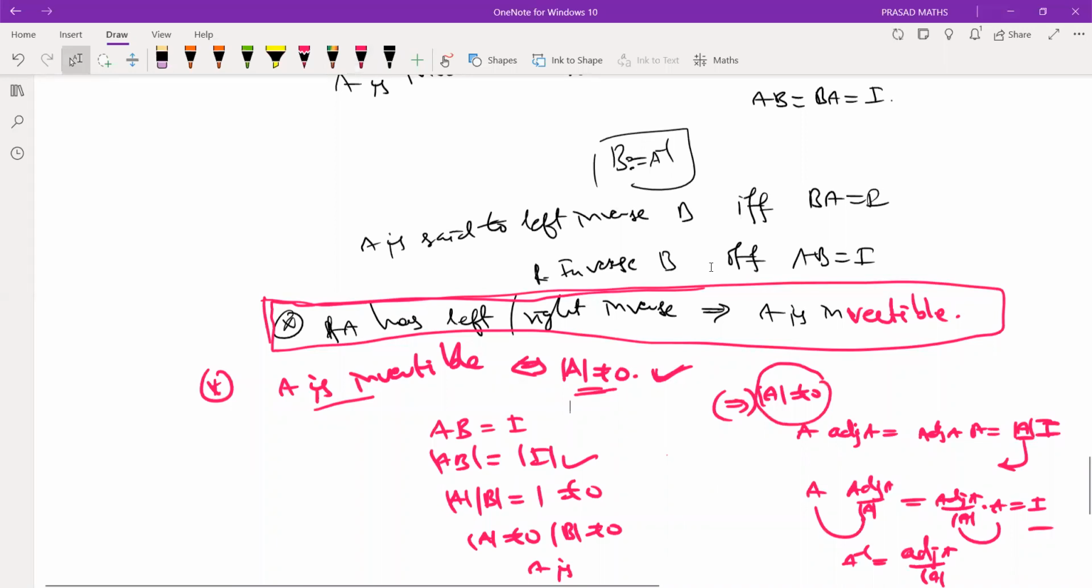Now I'm going to solve problems which appeared in the CSIR examination.